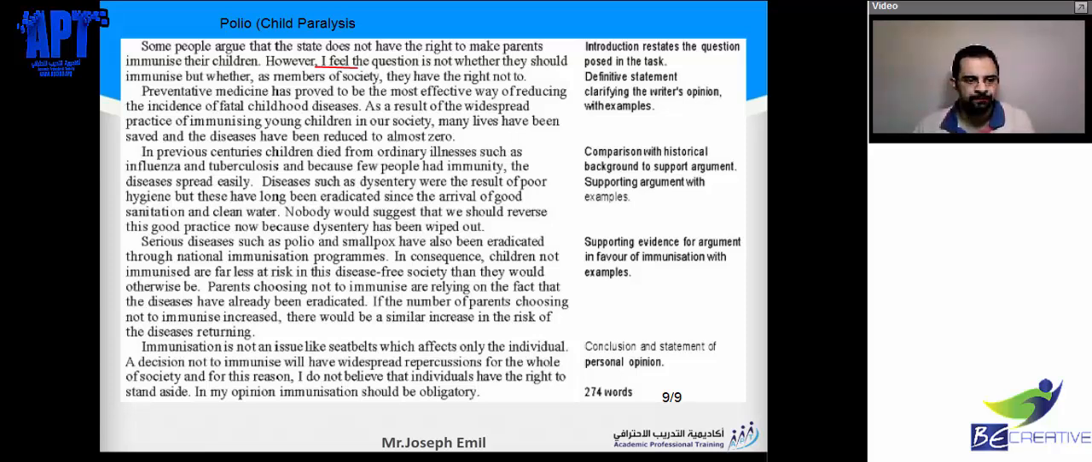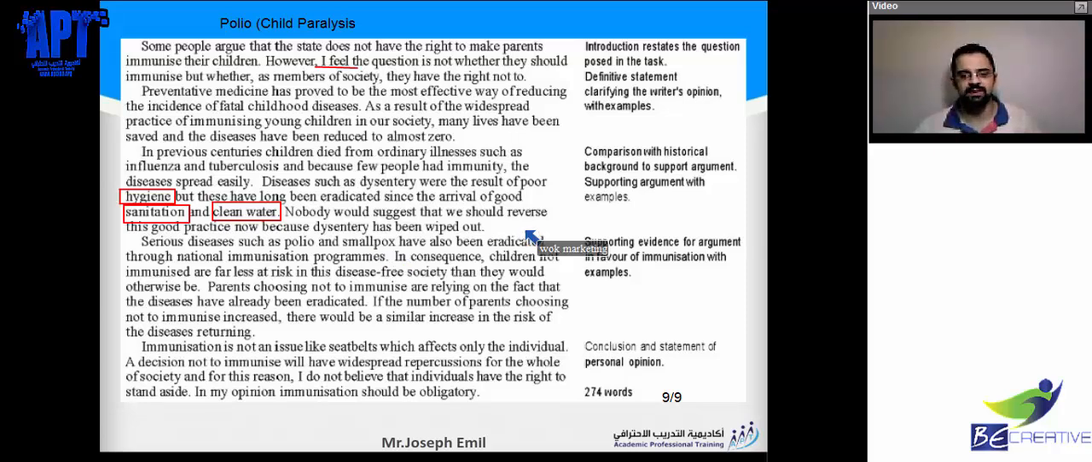Now take a look here. He has written sanitation and hygiene. He has used different words to refer to the same thing, hygiene or cleanliness, personal cleanliness. He has used sanitation and hygiene, and clean water. So that's another expression here. He didn't say clean hygiene and they have long been eradication since the arrival of good hygiene and so on.